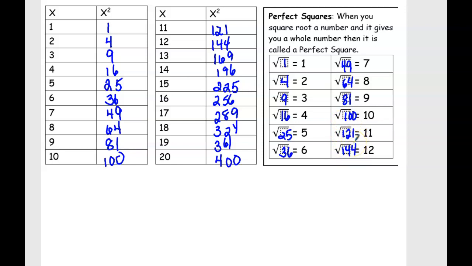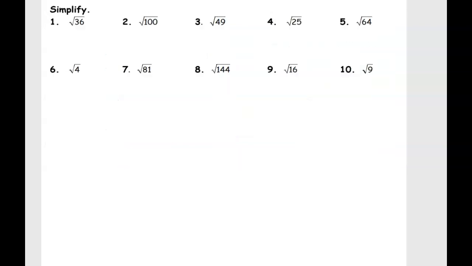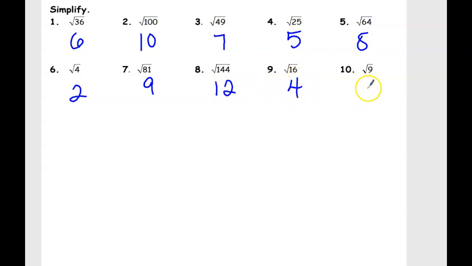So pause the video right now and just try to simplify these. It should be pretty easy. I'm going to go through and give you the answers. You can stop it and check if you'd like. Square root of 36 is 6. Square root of 100 is 10. We've got 7, 5, 8, 2, 9, 12, 4, and 3. Those are all perfect squares in the radicand, so we took the square root of each one of those.